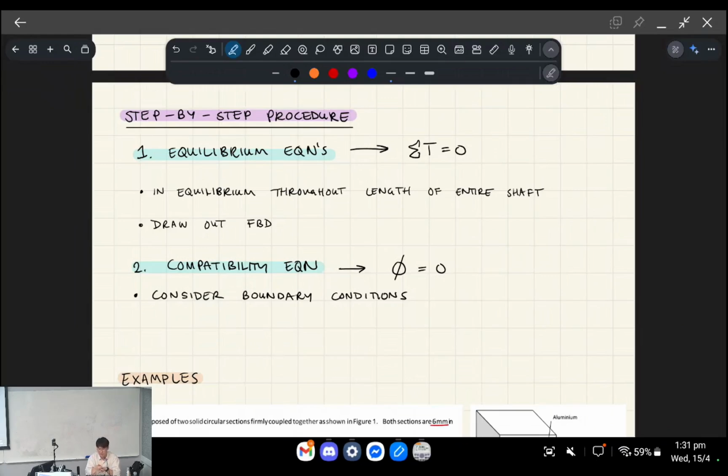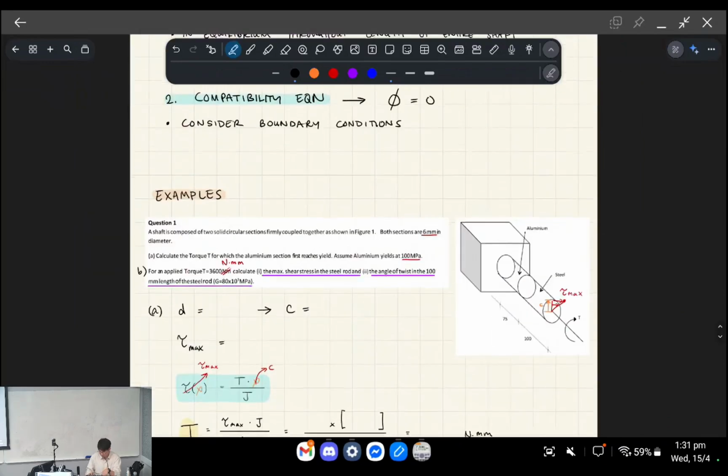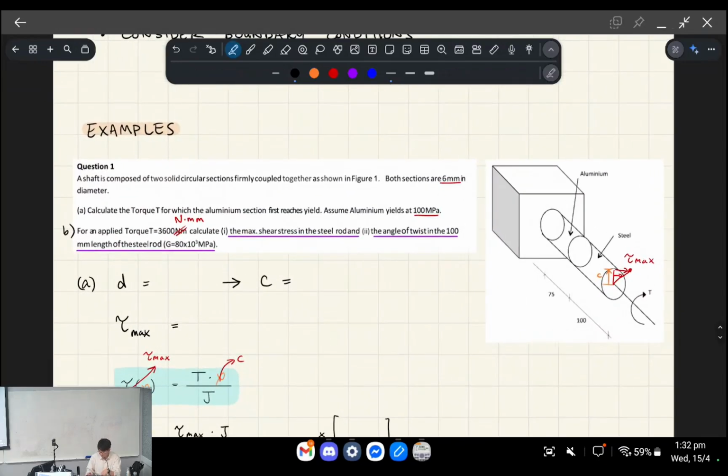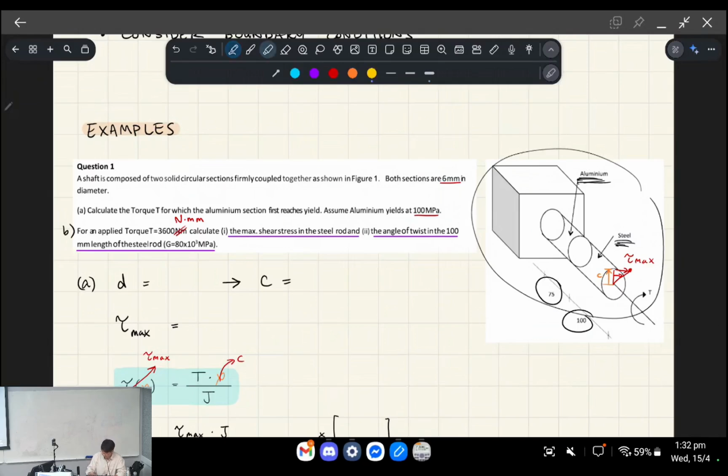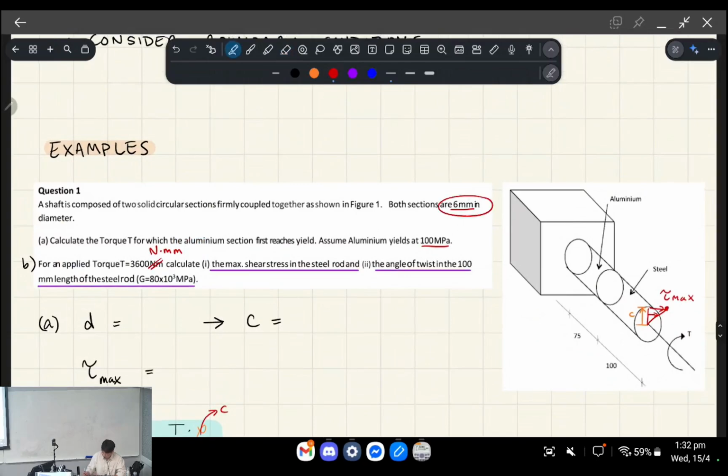Okay, so I'm going to show you 3 questions today. The first one I'm going to show you is going to be statically determinate. So here we've got a rod that's cantilevering against this wall, and there's 2 parts to it. The first one's made of aluminium, and the second part's made of steel. The aluminium bit's 75 mil long, and the steel one's 100 mil long. The sections are 6 mil in diameter. So from here to here, the diameter is 6 mil.